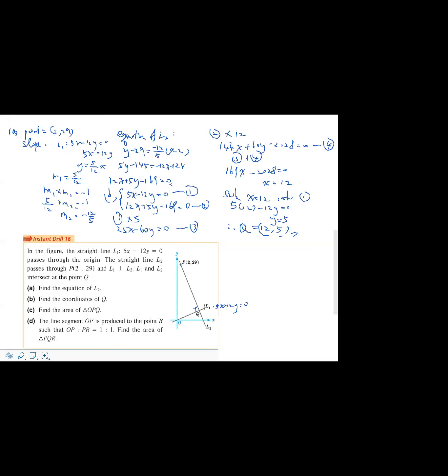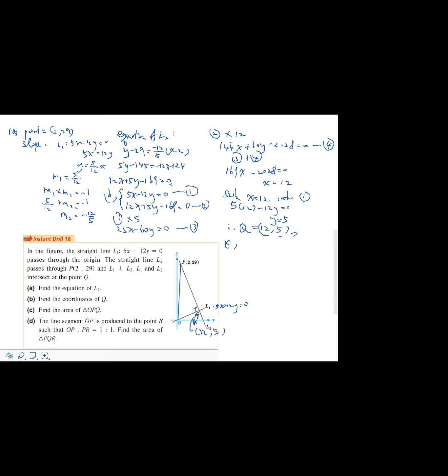Part B, coordinates of point Q. So this is the intersection point. So we are going to set up equation 1, equation 2, and then I'm going to use the method of elimination. Okay, and then find out the coordinates of Q is 12 and 5. For part C, we are going to find the area of triangle OPQ. Again, it is a right angle triangle. So I'm going to use OQ to be the base and PQ to be the height. And luckily, we have already found everything. Okay, so that is 12 and 5 here.